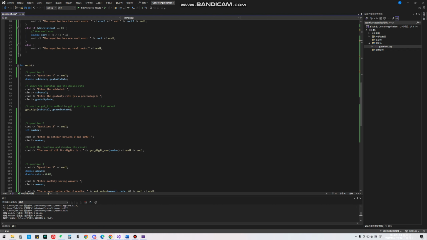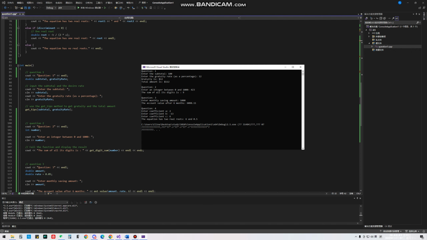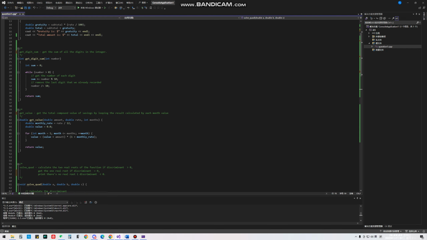The main function is pretty straightforward. We enter the subtotal and enter the rate, and then we call the function, and here is what we got. The subtotal is 100, and the gratuity rate is 12%, and we have the tips, which is $12, and then the total amount is 112. So let's continue to the second question.